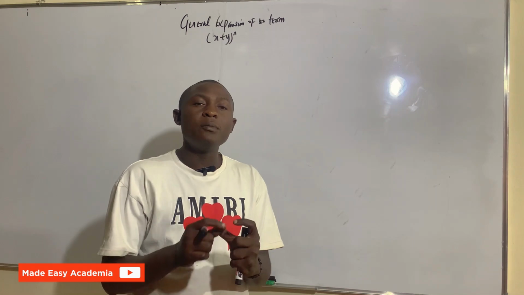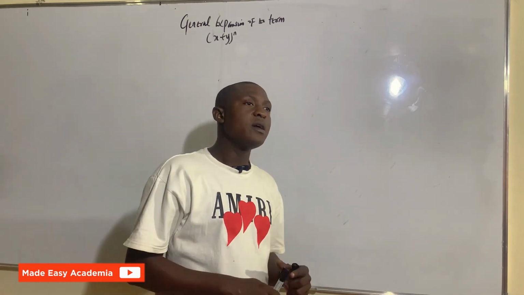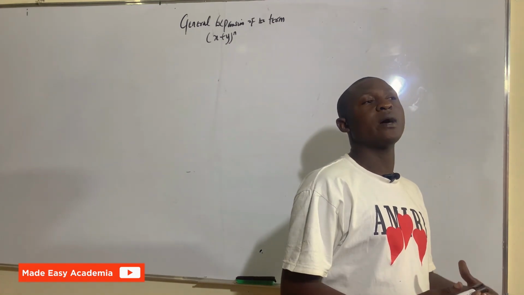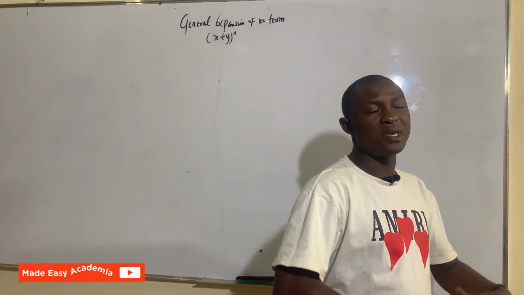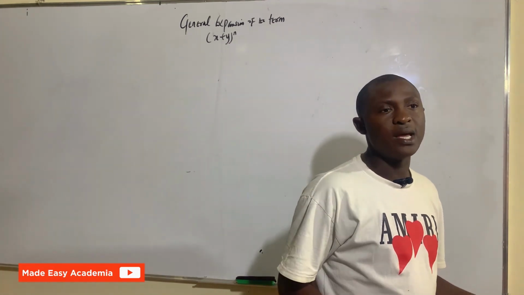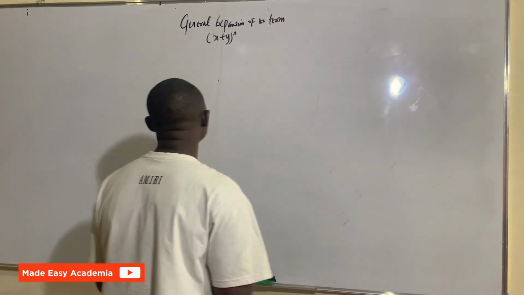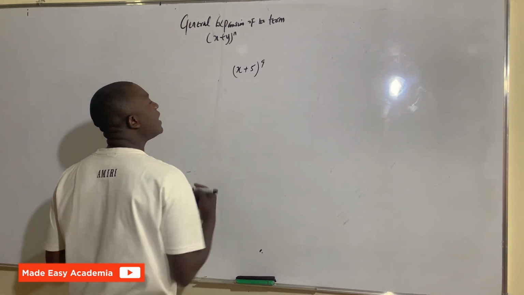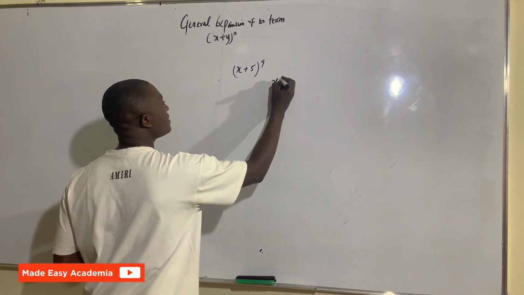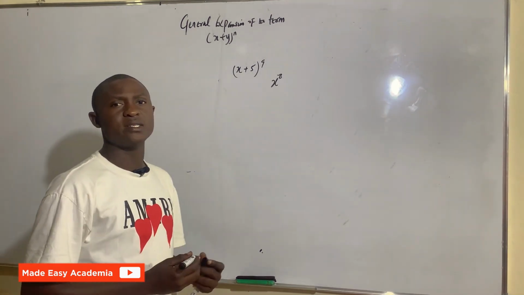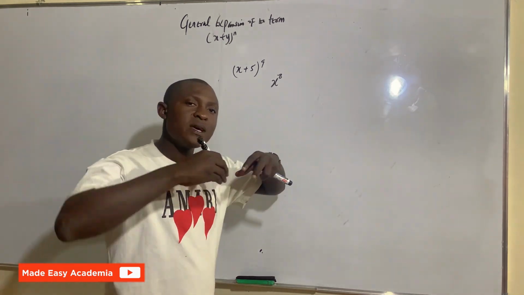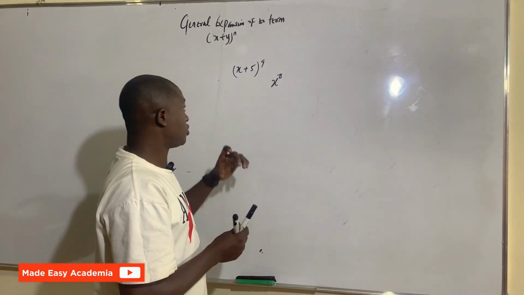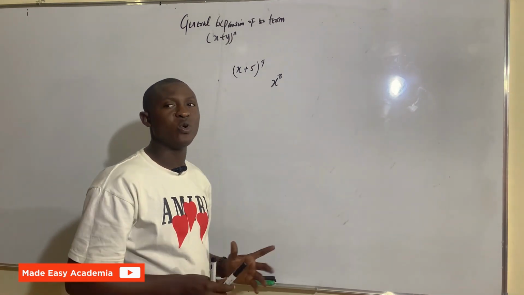So maybe in some problem, they specify a particular power. Maybe in the expansion of x plus y raised to the power of 9, I am asked to find the coefficient of maybe x7 or x6 or x9. How can we approach that? For example, maybe in the expansion of x plus 5 raised to the power of 9, I am asked to find the coefficient of x8. So how can I do that? Instead of wasting my time expanding all the terms, we have a general formula that we can just substitute. When you substitute, then you can have your result.